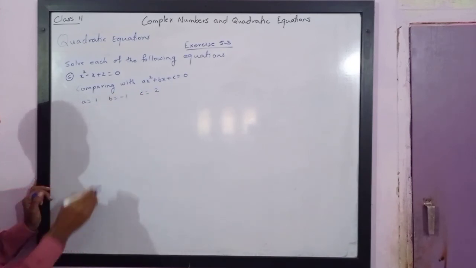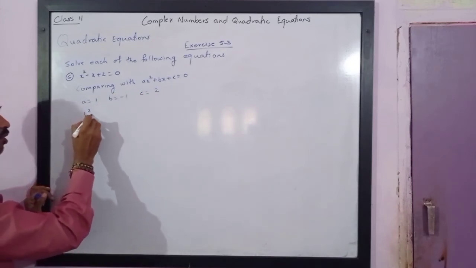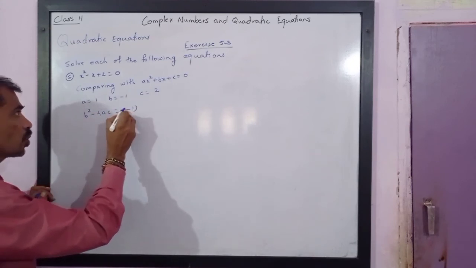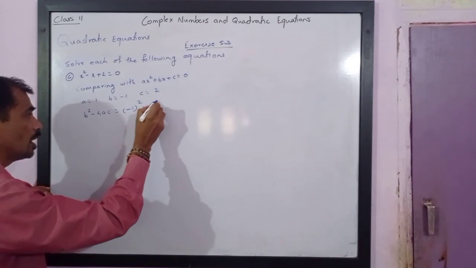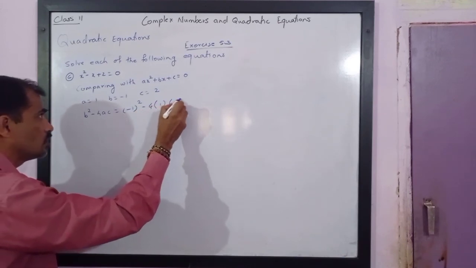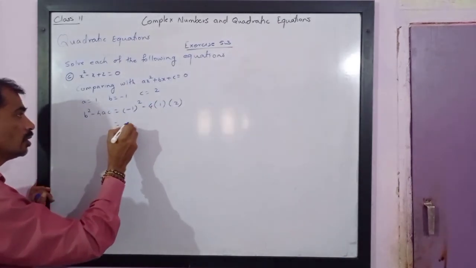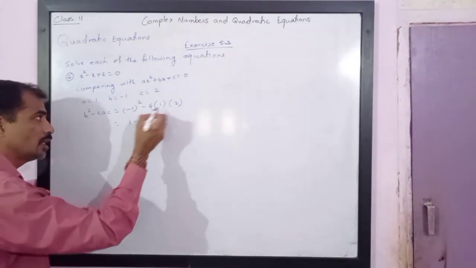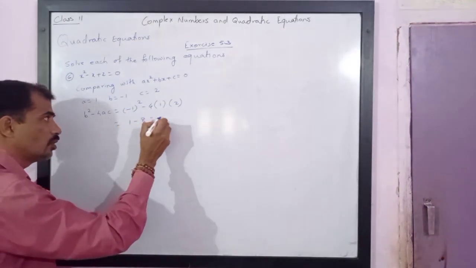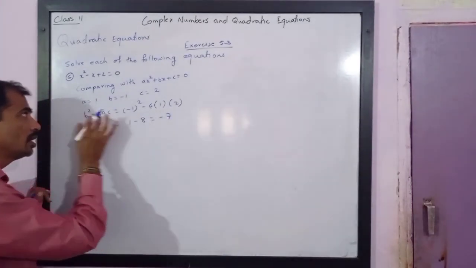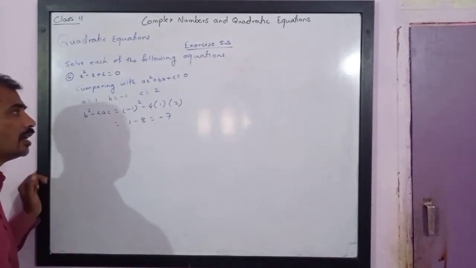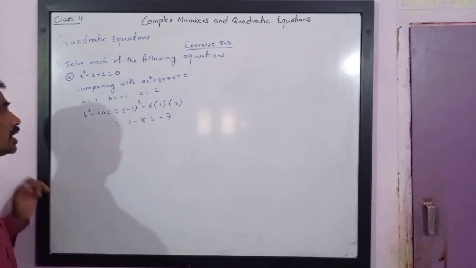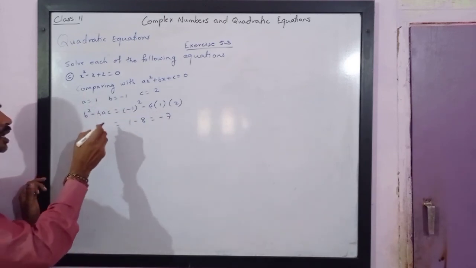So you will get b square minus 4ac equals to b square is -1 square minus 4 times a, which is 1, and c, which is 2. So this is equal to 1. Please note, square of -1 is 1, minus 8, that is equal to -7. So we have got the value of discriminant less than 0. It means it will have complex roots, or you can say non-real roots. Let us find the roots.